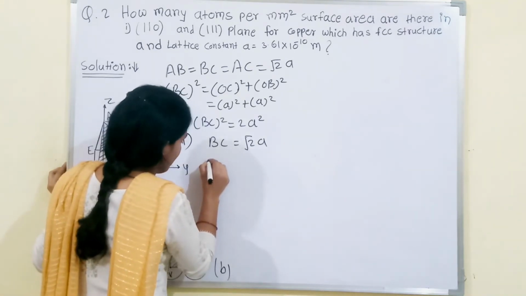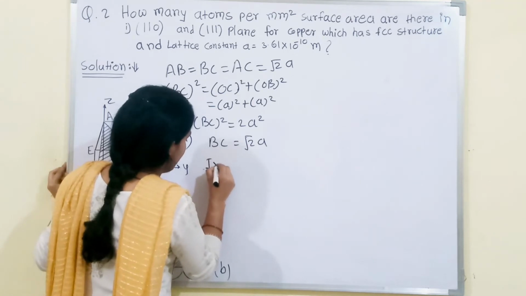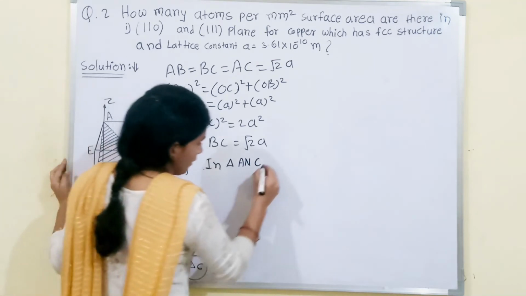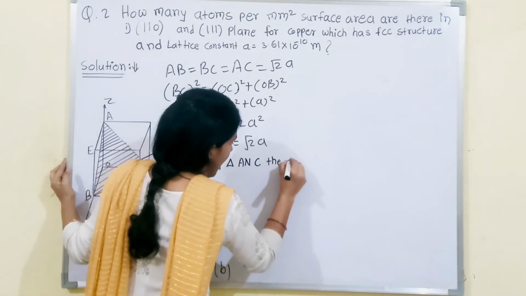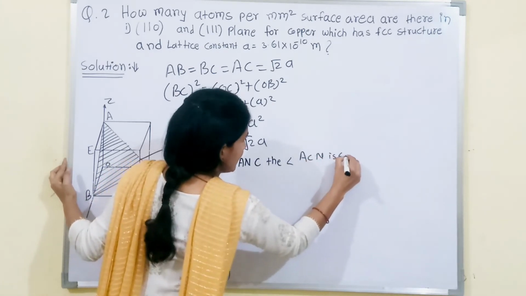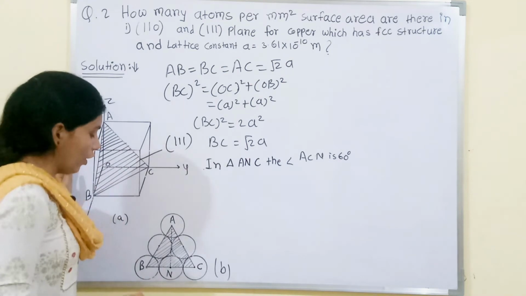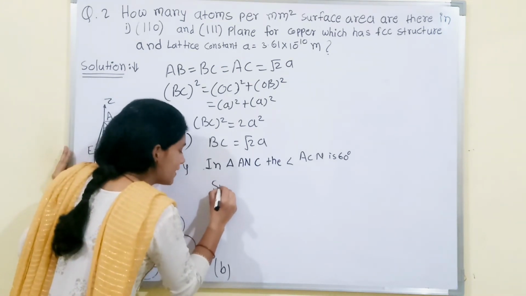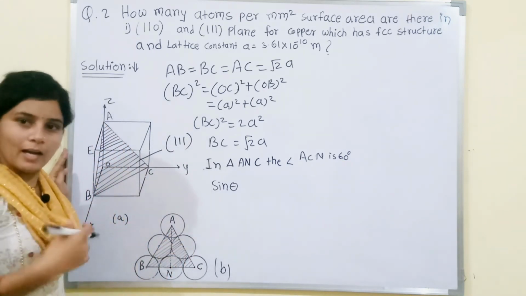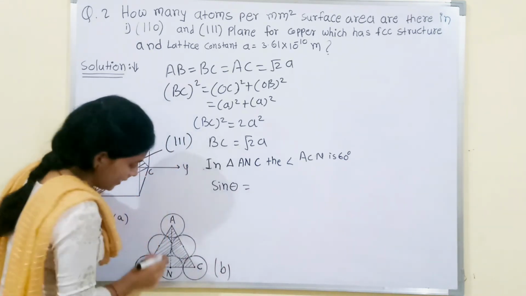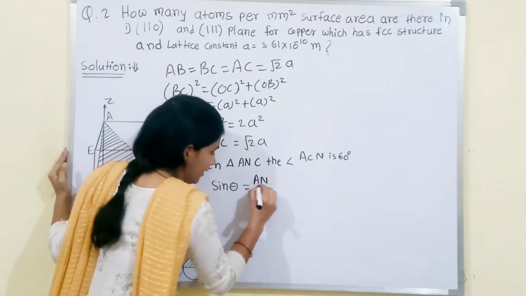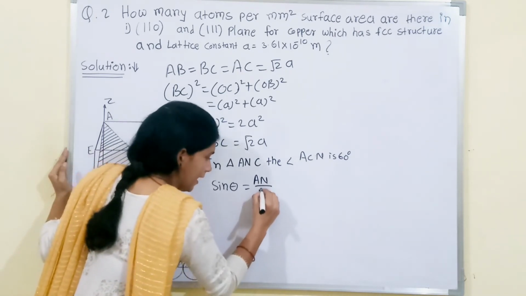So we can write here, in triangle ANC, the angle ACN is 60°. From this we can calculate sin theta. What is sin theta? Sin theta is opposite side upon hypotenuse. Here the opposite side is AN, so we can simply write AN divided by the hypotenuse, which is AC.